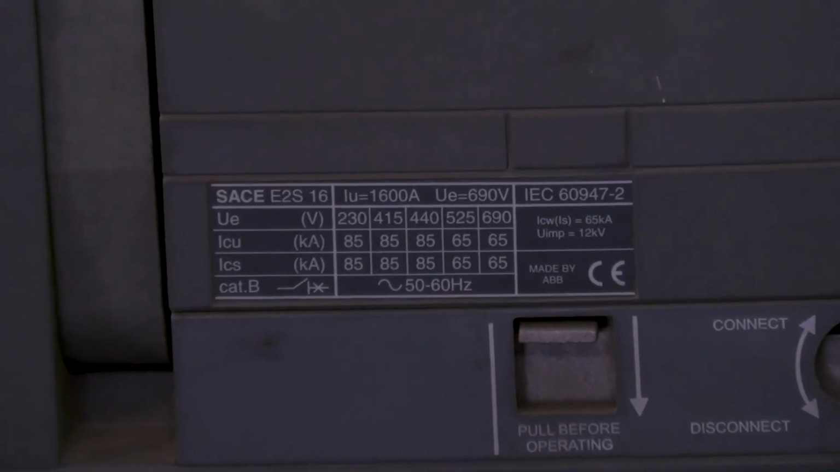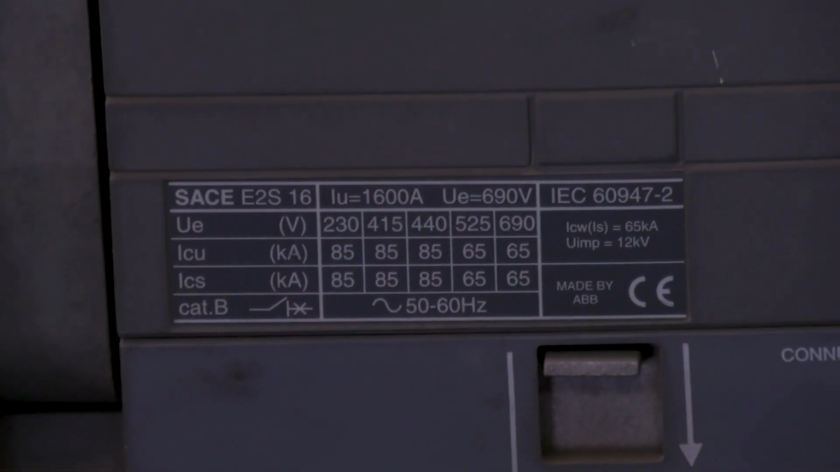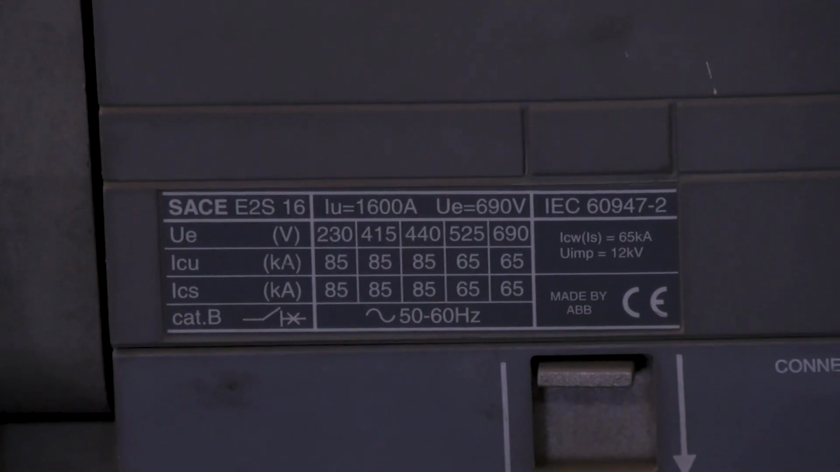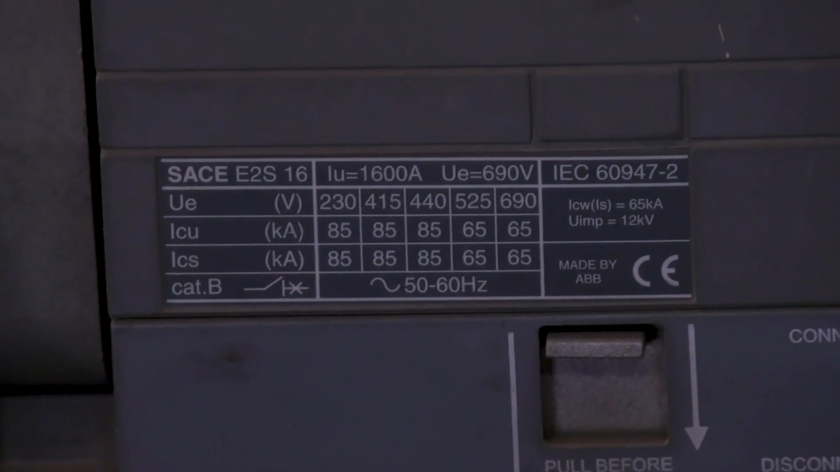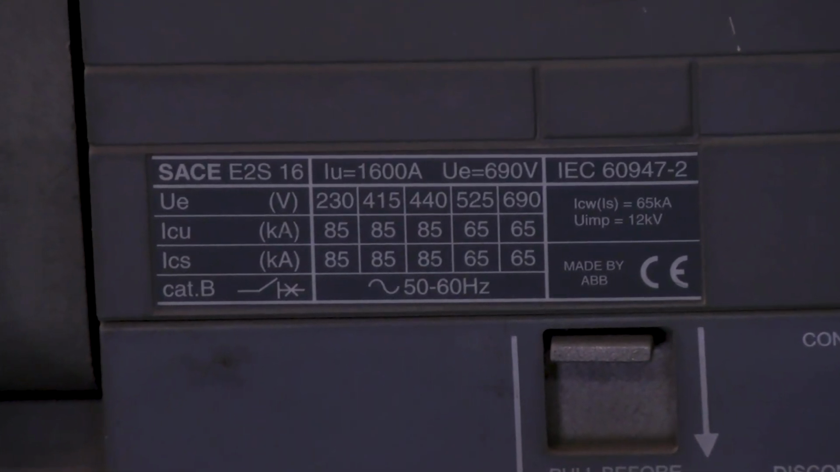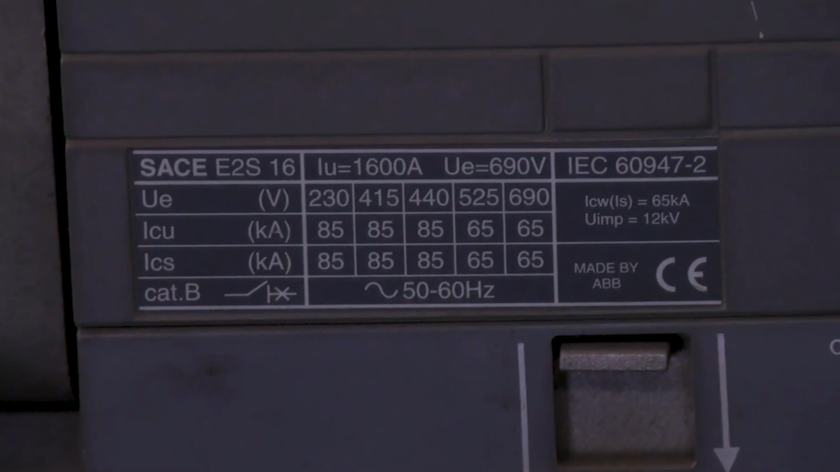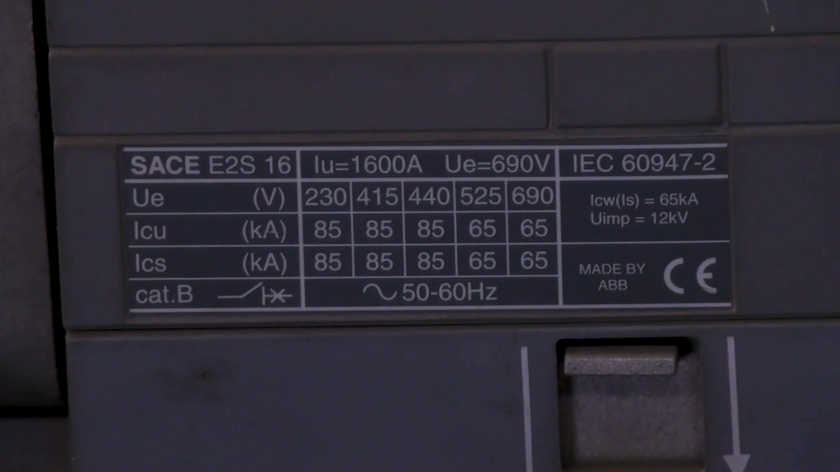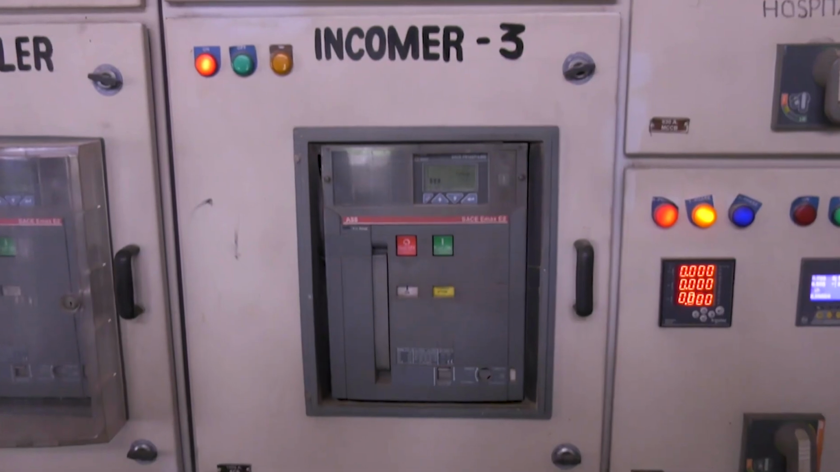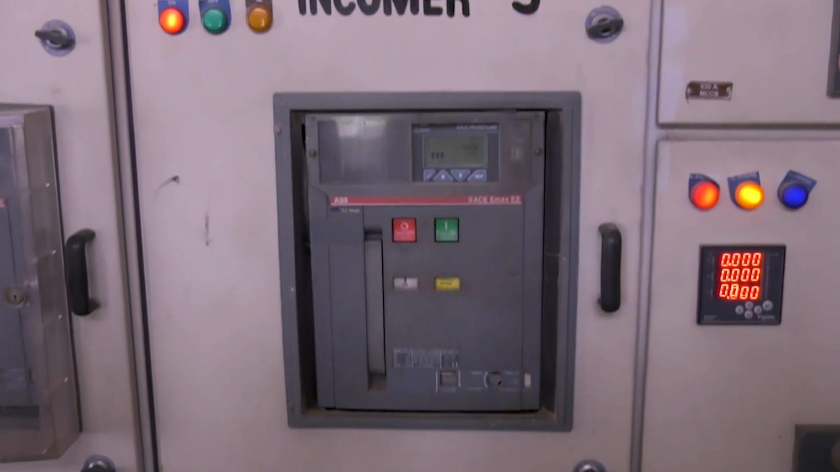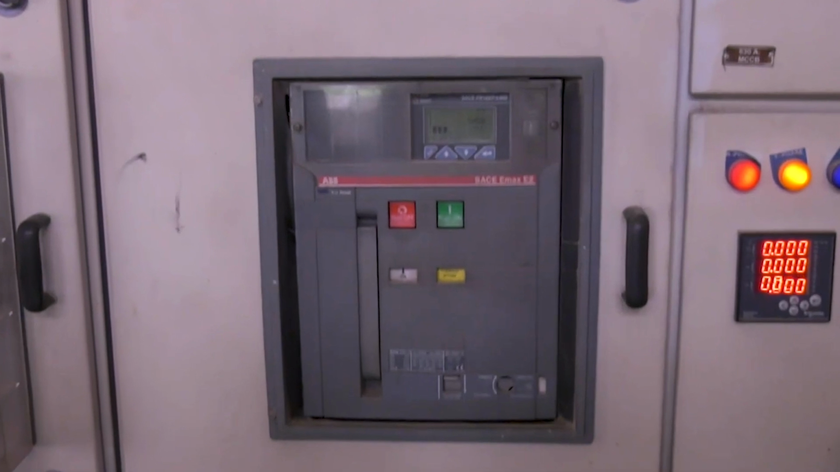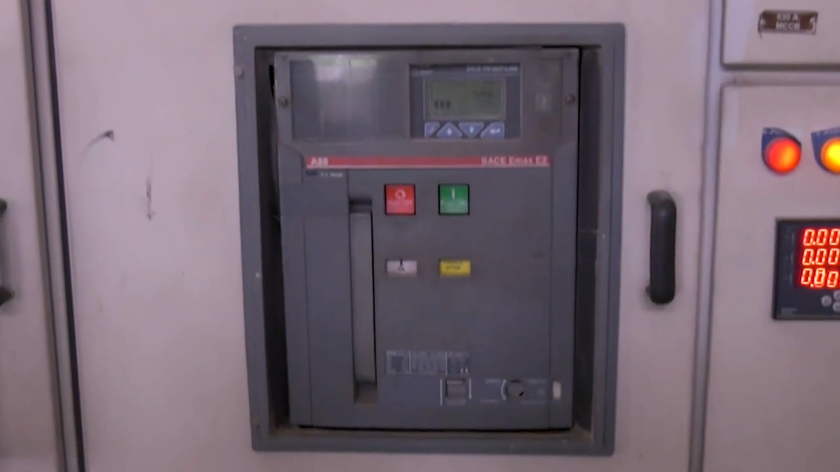This breaker is rated for 1600 ampere and can operate at voltages up to 690 volt with a short circuit breaking capacity of 65 kiloampere, compliant with IEC 60947-2 standards. The control handles allow for connecting, disconnecting and testing the breaker, ensuring safe operation.